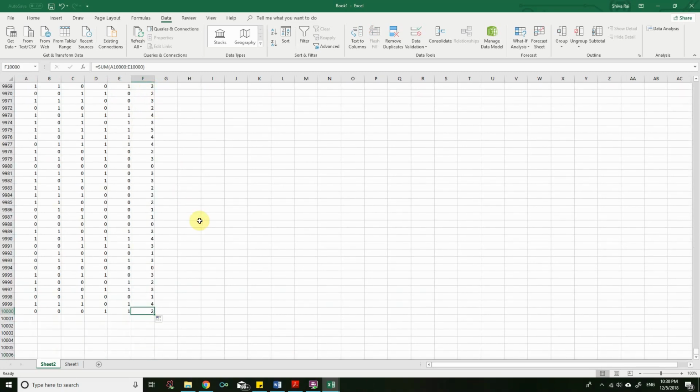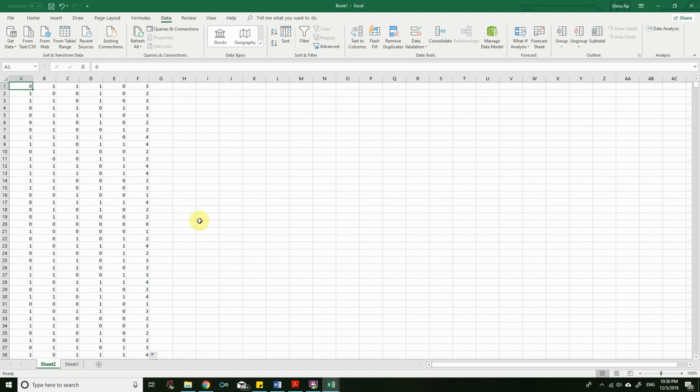Okay, so that's fine. Then since we have tossed 5 coins, the appropriate number of bins would be 0, 1, 2, 3, 4, 5. These are the 6 outputs that we can get. The sum of these 5 coins would be these things. Okay, now let's make the frequency table.